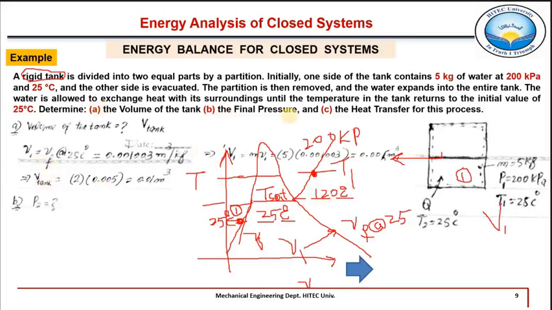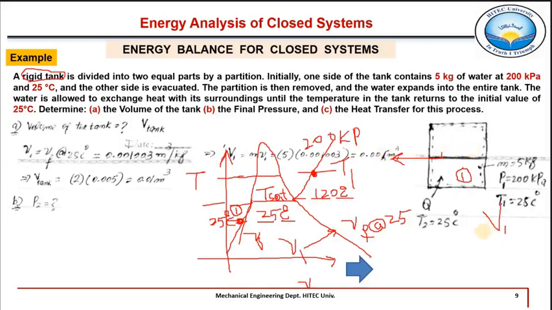Now part B is to find out the final pressure, the final pressure when this partition was removed and water was allowed to expand. So when water expanded, the total volume of this tank is fixed, right? So the volume of this water expanded and pressure would have dropped because the volume is expanding. So that's why pressure would have dropped.